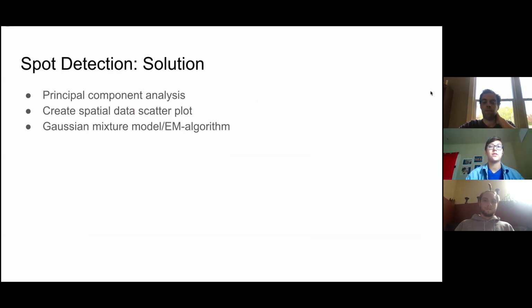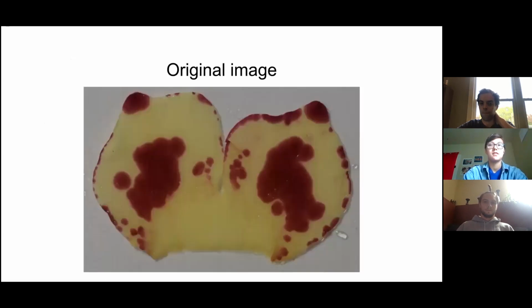All right, so the solution to the spot detection problem pipeline has 3 main components that chain together to find the spots. The first is a technique called principal component analysis, and we then use the results of that to create a spatial data scatter plot, which we can feed into our Gaussian mixture model and use to find the spots. So here's the image that we're going to be following along the pipeline.